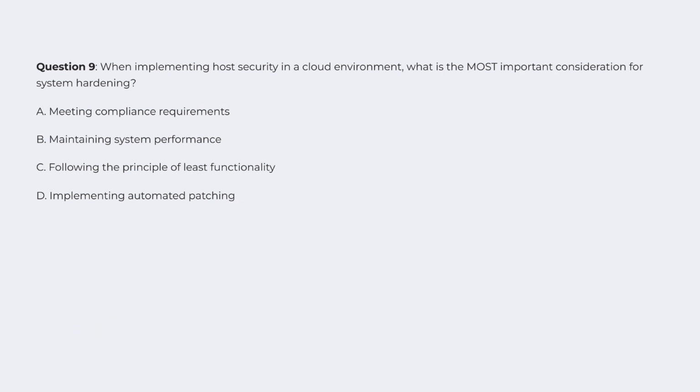Question 9. When implementing host security in a cloud environment, what is the most important consideration for system hardening? A. Meeting compliance requirements. B. Maintaining system performance. C. Following the principle of least functionality. D. Implementing automated patching.